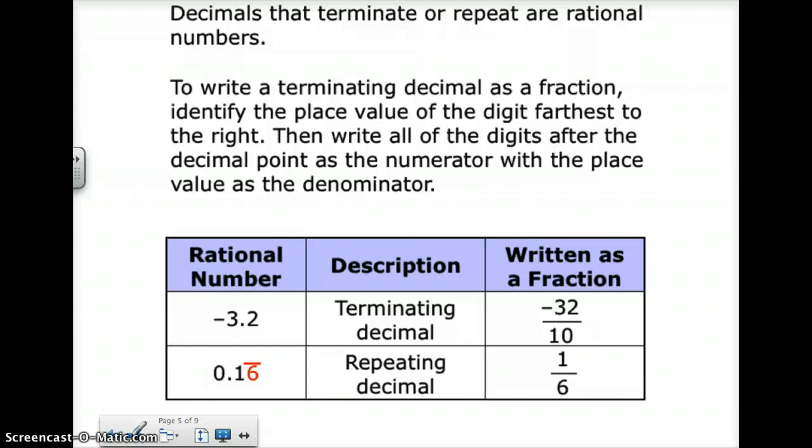You want to use that place value as your denominator. Any number that is to the right of the decimal will be your numerator. Any number that is to the left of your decimal, we are going to write as a whole number. Again, we want to make sure that we simplify our answers to lowest terms. Let's go ahead and change some decimals into fractions.